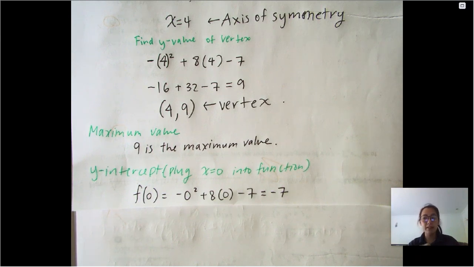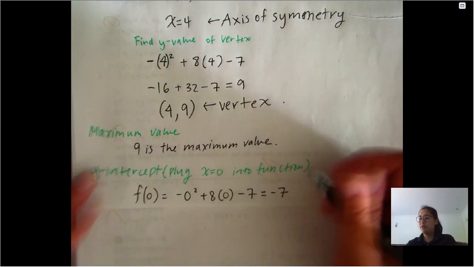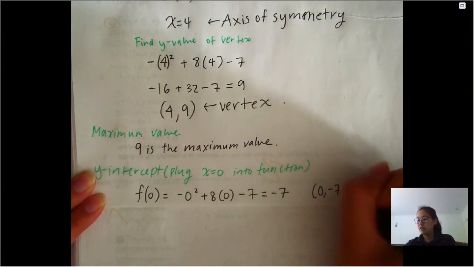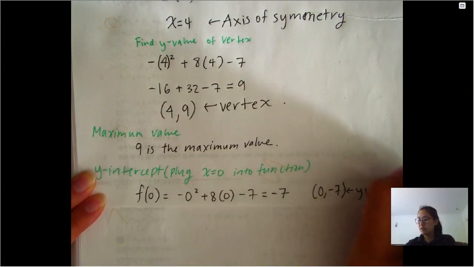In general, the y-intercept when you're in standard form is always going to be the c value. So when we're in standard form, only in standard form, that last number at the end is going to be your y-intercept. So we have a y-intercept of 0, negative 7.